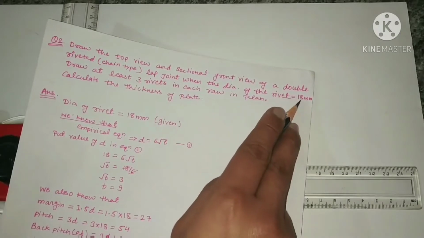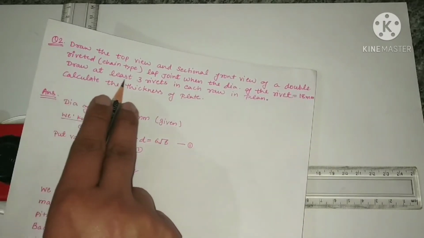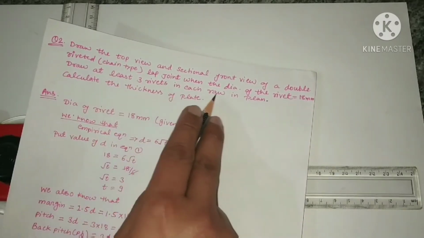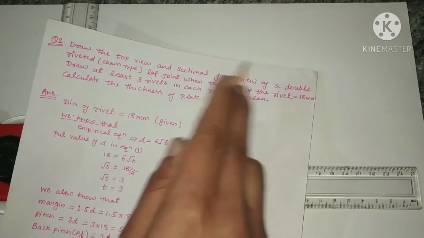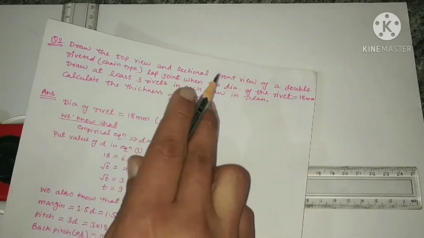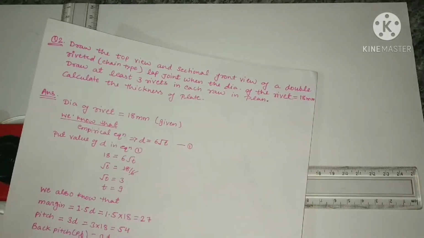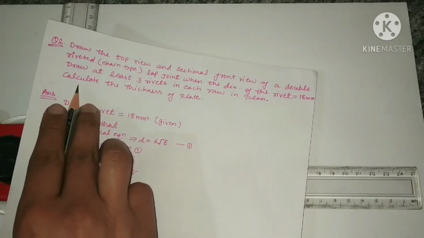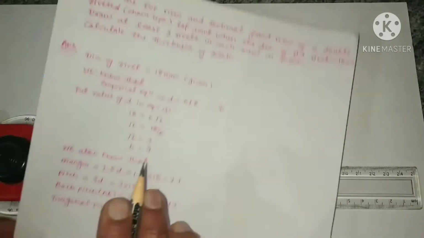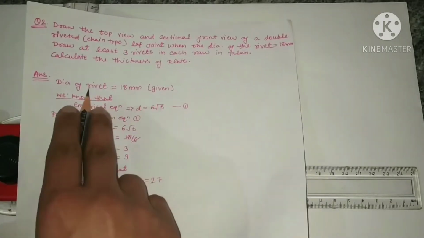The question is given as: draw the top view and sectional front view of a double riveted chain type lap joint when the diameter of the rivet is 18 mm. Draw at least 3 rivets in each row of the plane. Calculate the thickness of the plate.